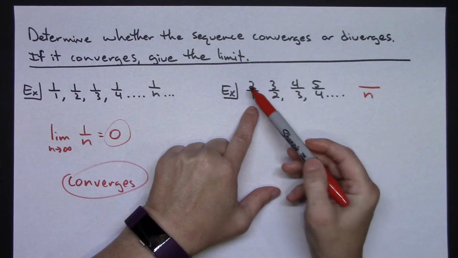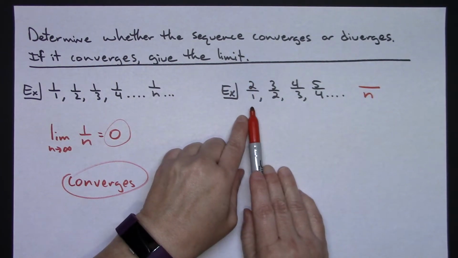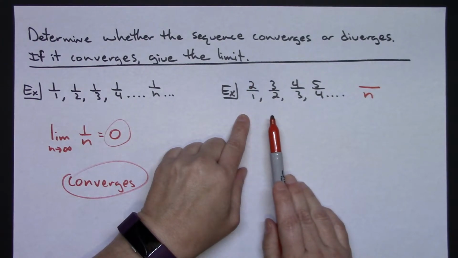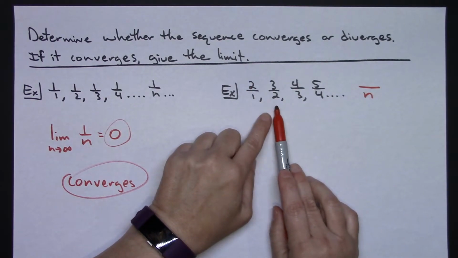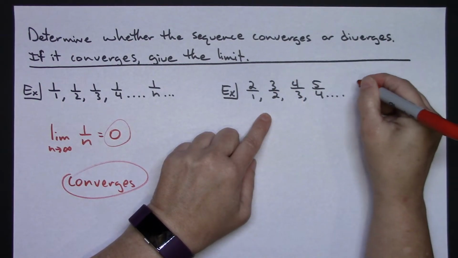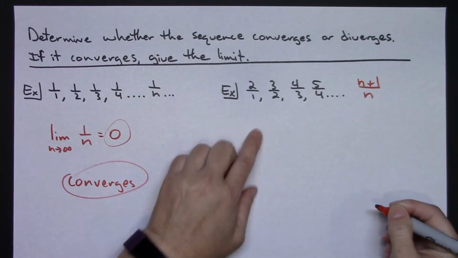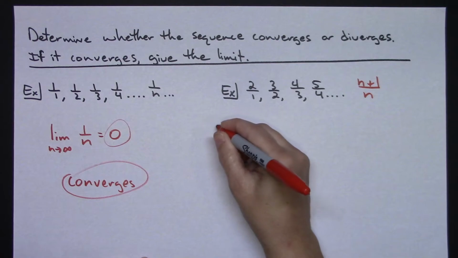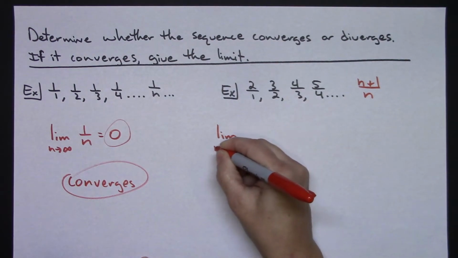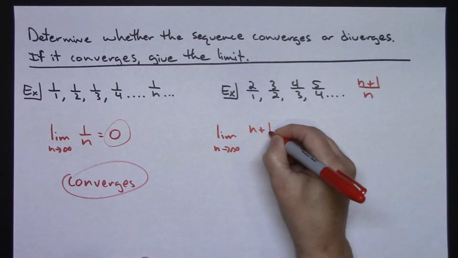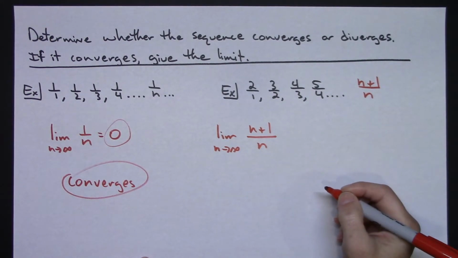Now how can I get that numerator? Well, this is the first term, so if I take 1 plus 1, I get 2. This is my second term, so if I take 2 and then add 1 to it, I get 3. So my numerator is going to be n plus 1. This is going to represent my nth term. So now I just need to take a look at the limit as n approaches infinity of n plus 1 over n.